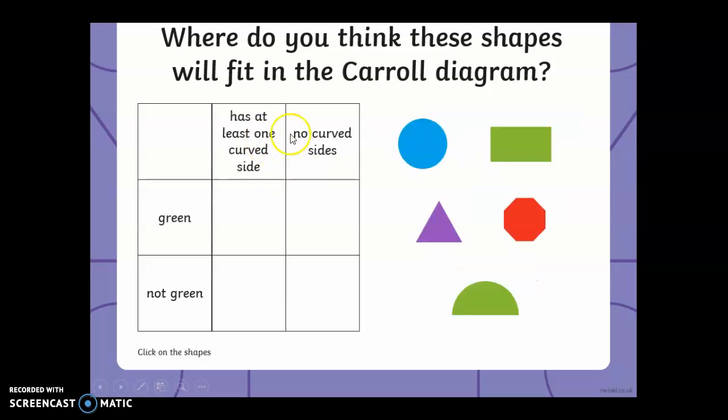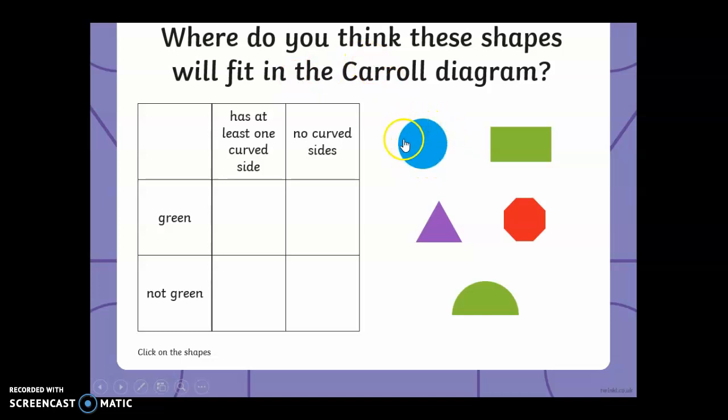Alright, let's focus on this Carroll diagram. First of all, before we start, we always have to read the different criteria. Has at least one curved side, no curved sides, green, not green. Let's start with this one.